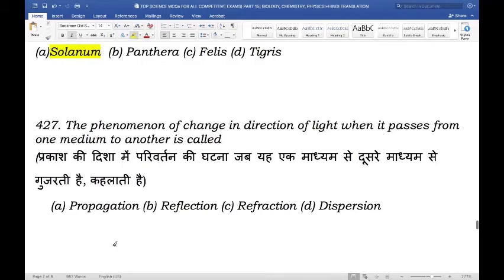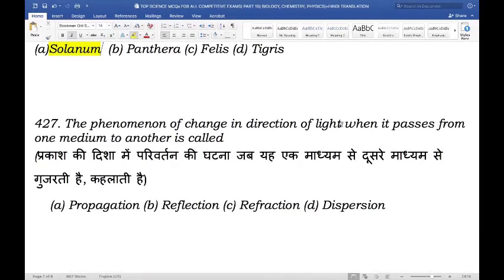Next, the phenomenon of change in direction of light when it passes from one medium to another is called. So is it called propagation, reflection, refraction, or dispersion? And the right answer here is refraction.